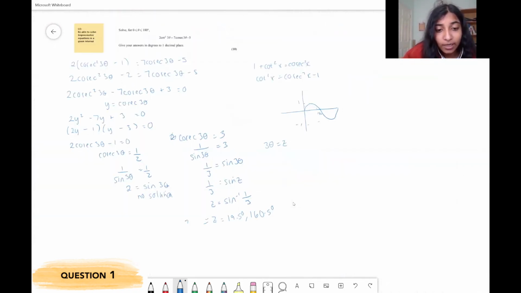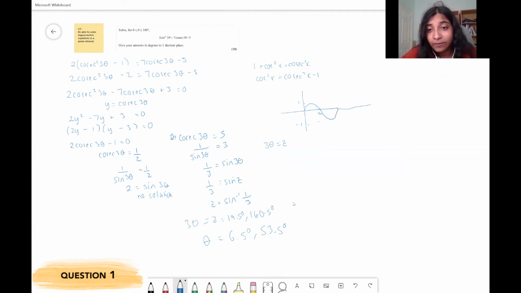So now as z is equal to 3 theta, we can work out what theta is. We can just do these values divided by 3. So if we do 19.5 divided by 3, we'll get 6.5 for theta. If we do 160.5 divided by 3, we get 53.5 for theta. But that's not all the solutions.